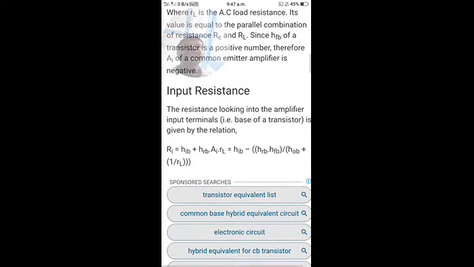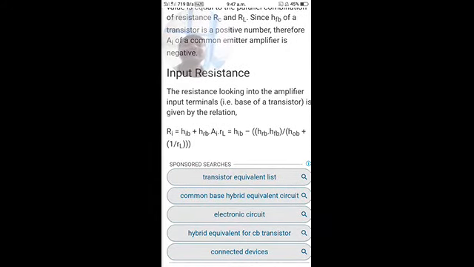Coming to the input resistance, Ri is hib plus hrb into AI into RL. Substituting AI as minus hfb by 1 plus hob into RL.